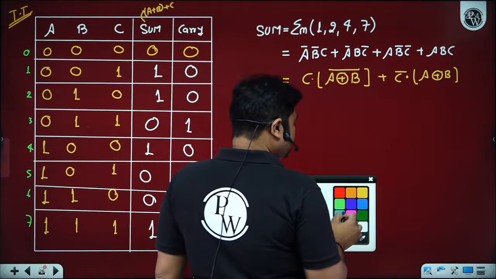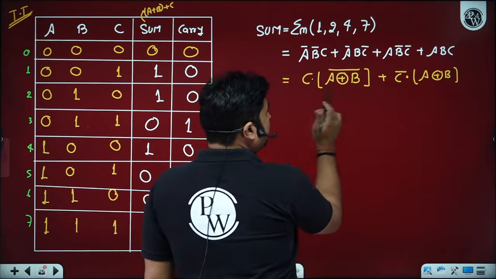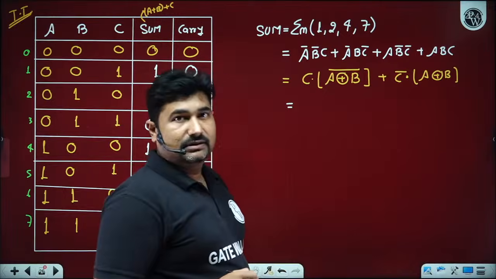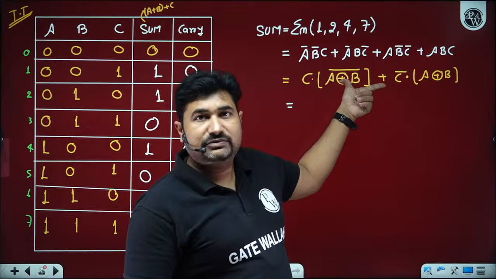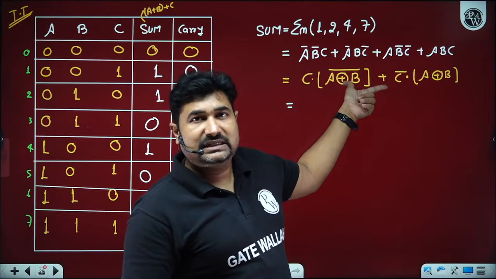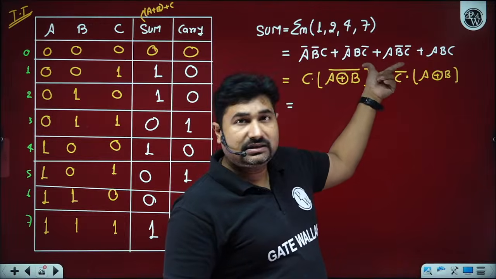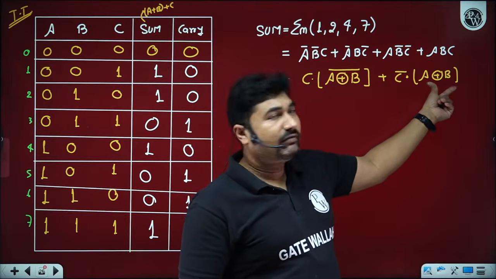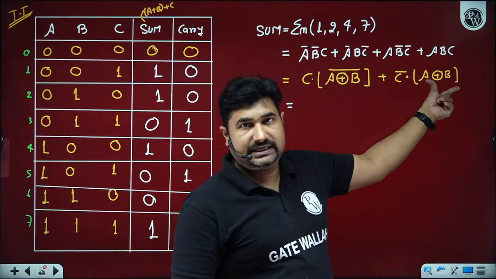Now, if you are able to get up to this part, please see, beta ji, from first and last we have C common. Inside the brackets we have A XNOR B, which can be represented as A XOR B whole complement. Is it okay? And second and third we have C common. If we observe inside the bracket, it will be A bar B plus A B bar, which can be represented as A XOR B.